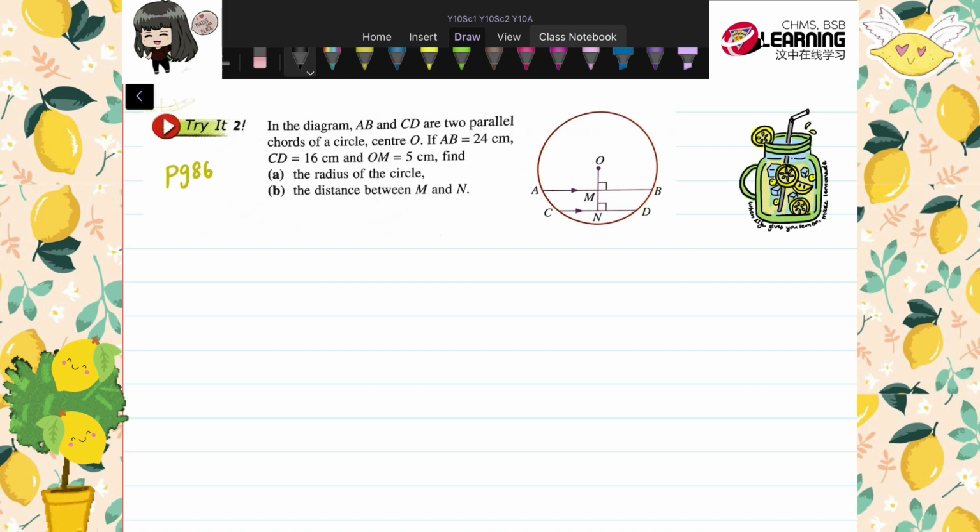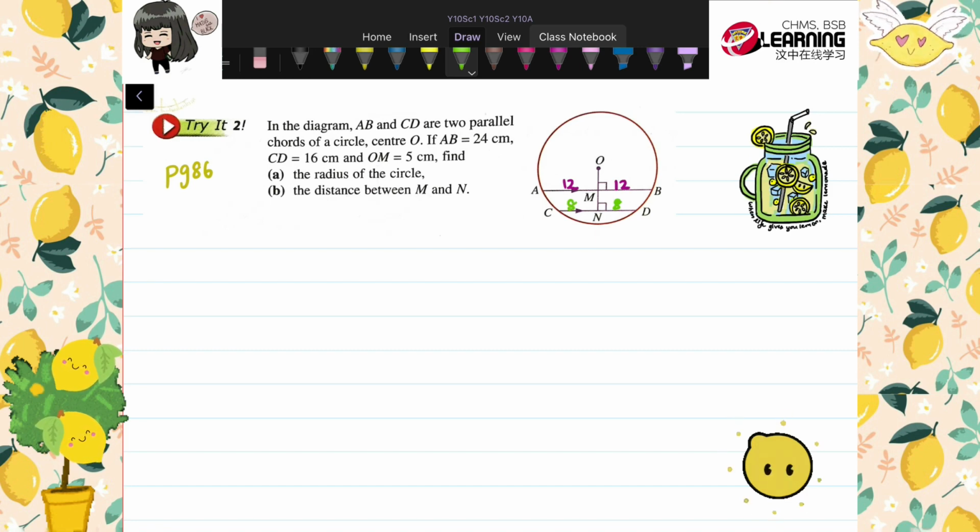So try 2 here. In the diagram, AB and CD are two parallel chords of a circle. They are both parallel lines. If AB is 24, the theorem 1 tells us that if a line is 90 degrees cutting through the chord, it will divide it into 2. So this will be 12, this will also be 12. CD is 16, so this one will be 8, this one will be 8.